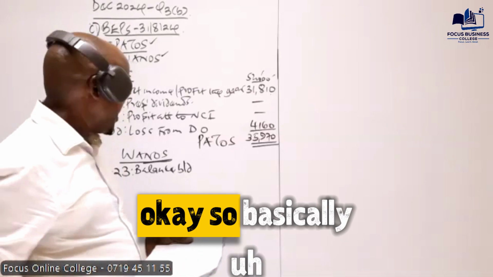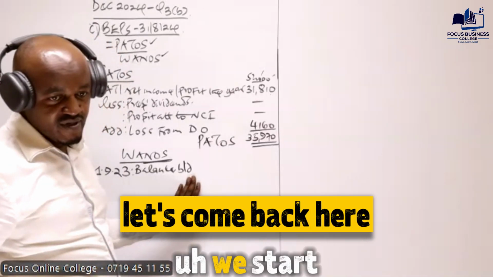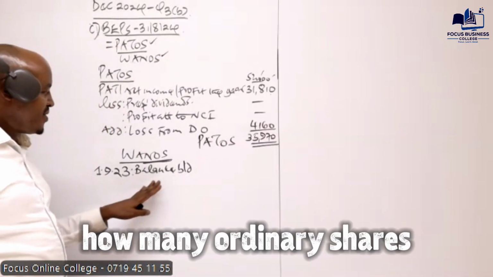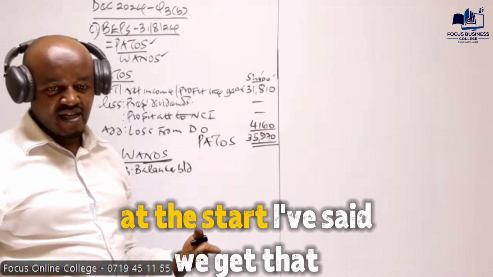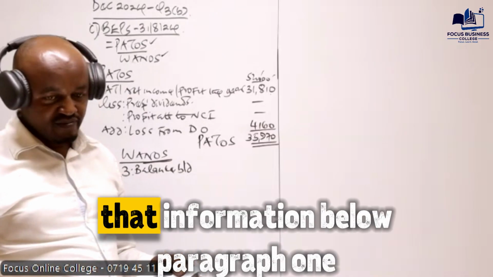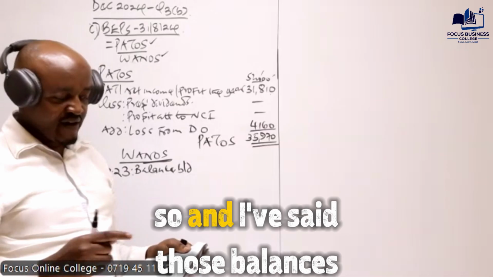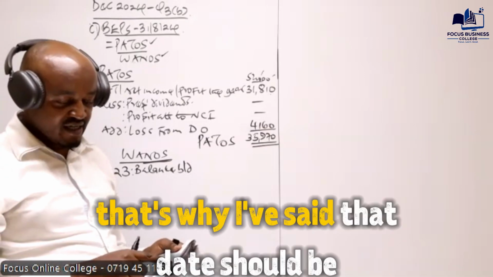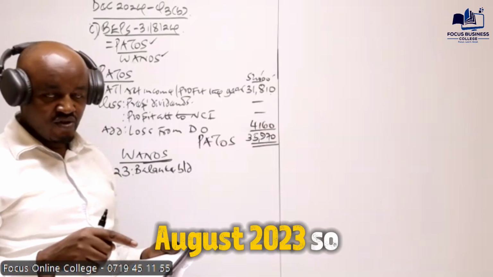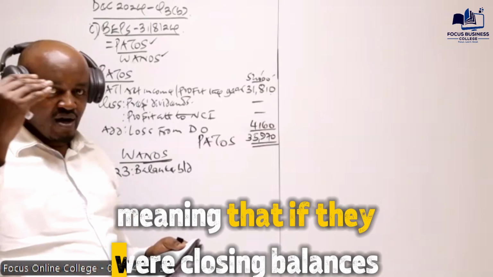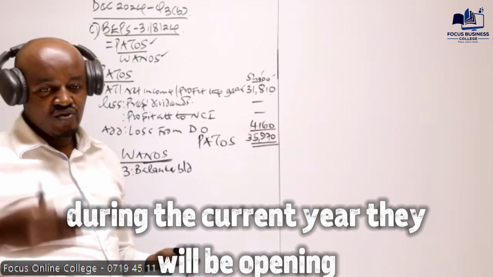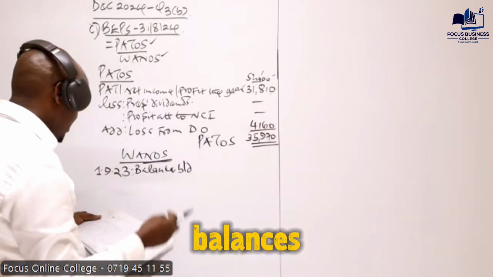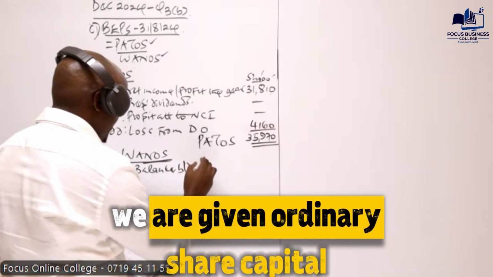Okay. So basically, let's come back here. We need to start by determining how many ordinary shares have been issued and fully paid at the start. I've said we get that information below paragraph 1. And I've said those balances which we have there are at the end of the previous year. That's why I've said that date should be 31st August 2023. So, meaning that if there were closing balances in the previous year, during the current year there will be opening balances.